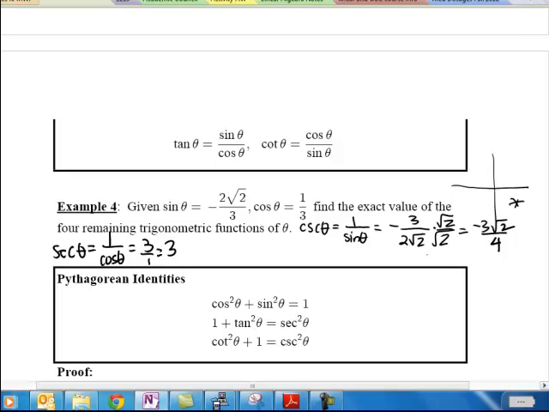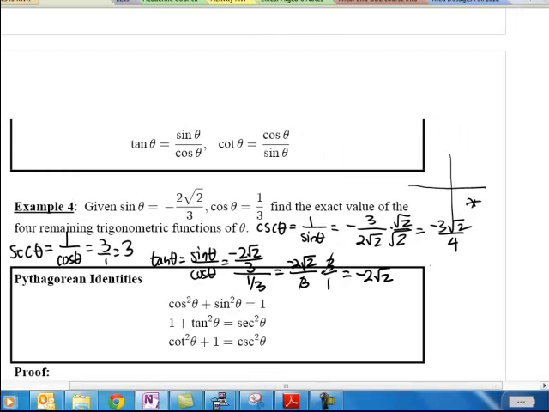Let's see, the tangent and cotangent will get a little messier. Tangent of theta is the sine of theta divided by the cosine of theta. So we'd have negative 2 square root of 2 over 3 divided by 1/3. So negative 2 times the square root of 2 over 3 times 3 over 1. So the 3's would cancel. We'll have negative 2 times the square root of 2.